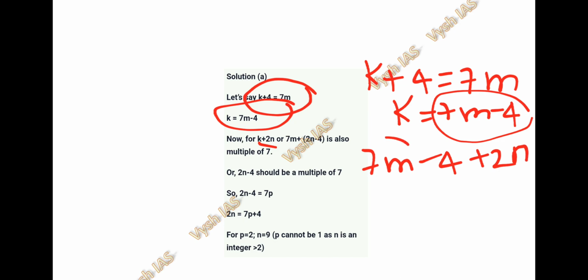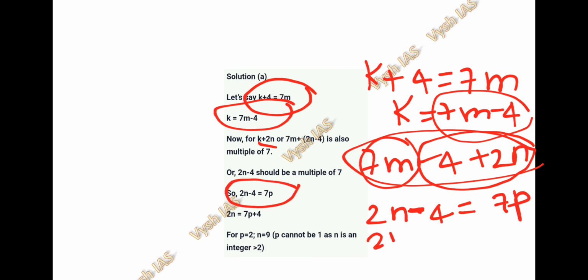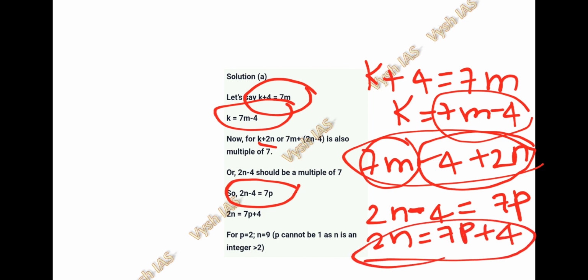7m is divisible by 7, but we have to make sure that 2n minus 4 is also divisible by 7, so that this whole number is divisible by 7. So 2n minus 4 is also a multiple of 7. Let's take this value equal to 7p. This is what I have written over here. 2n is nothing but 7p plus 4. Now we have to find the smallest integer value of n which is greater than 2. Let's take p value as 1. If you take p value as 1, 7 plus 4 is nothing but 11.